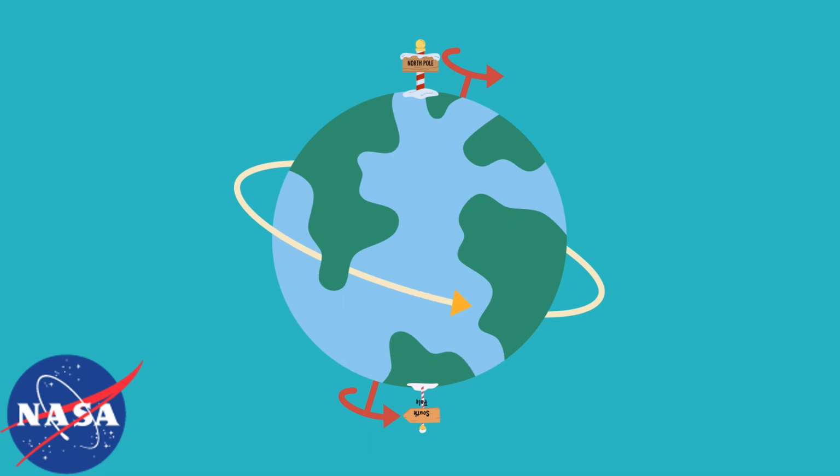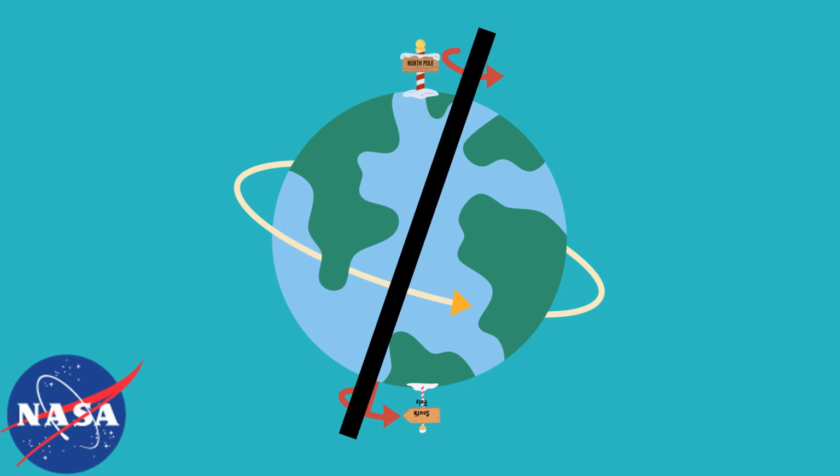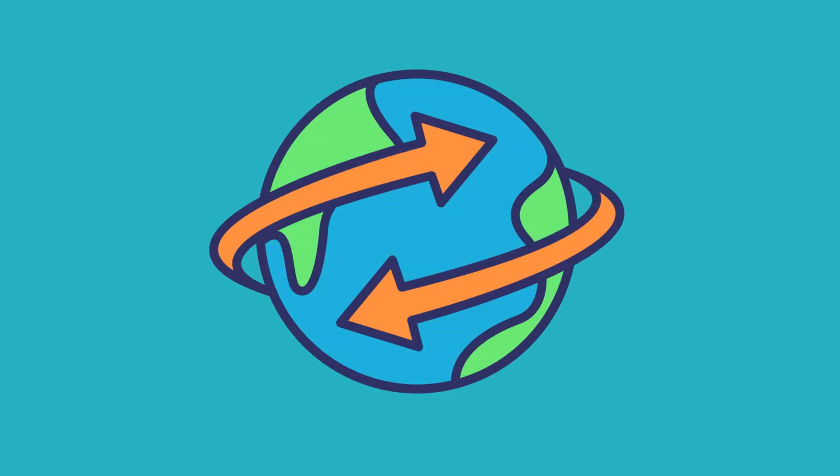The Earth is tilted on its axis at 23.5 degrees, and this tilt is what causes the seasons to happen. As the Earth orbits the sun, different areas receive different degrees of sunlight. Due to the Earth's tilt, different areas of the Earth experience the opposite season.